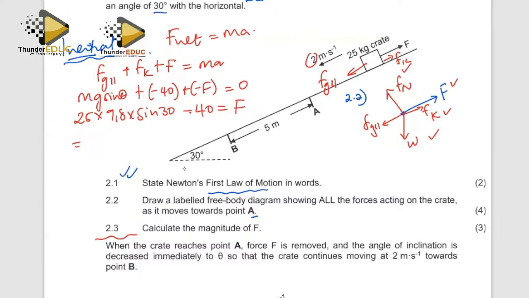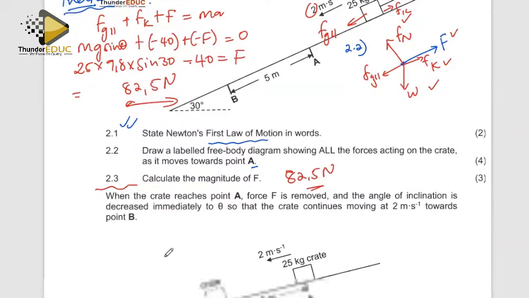When I punch this into the calculator, I'm ending up with a nice answer of 82.5 newtons. So this is our applied force as required by the question. Please just confirm with that. If I'm having the same, so we're saying sine of 30, and then we subtract 40, 82.5. Perfect. Then we move on to the next question.